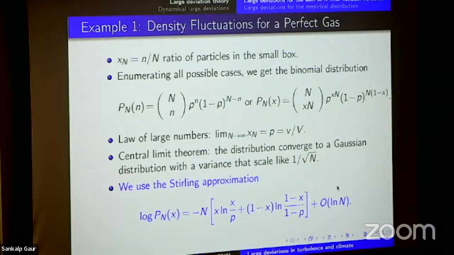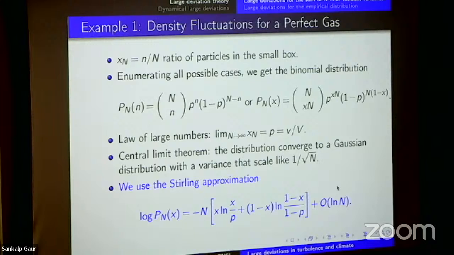And then you take the limit when N goes to infinity, and you look at what's happening. You can look at the central limit theorem, but you can go further. You can use the Stirling approximation. Boltzmann was the first to do this computation using the Stirling approximation in the 19th century. What he got is that the log of P_N is equivalent to minus N multiplied by x log of x divided by p plus 1 minus x multiplied by the log of 1 minus x divided by 1 minus p. This is what we get with the Stirling formula.